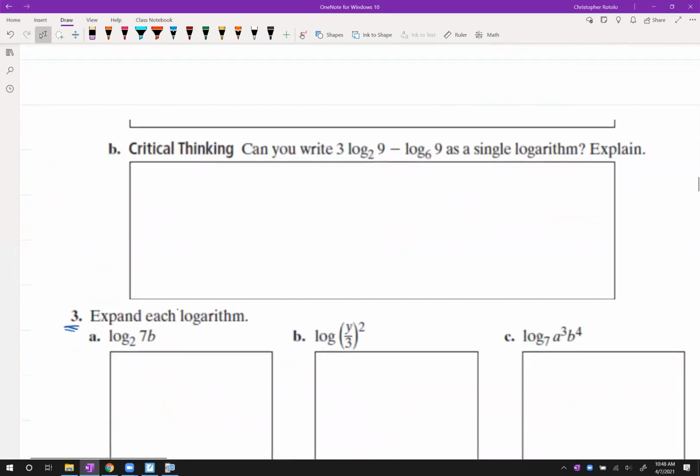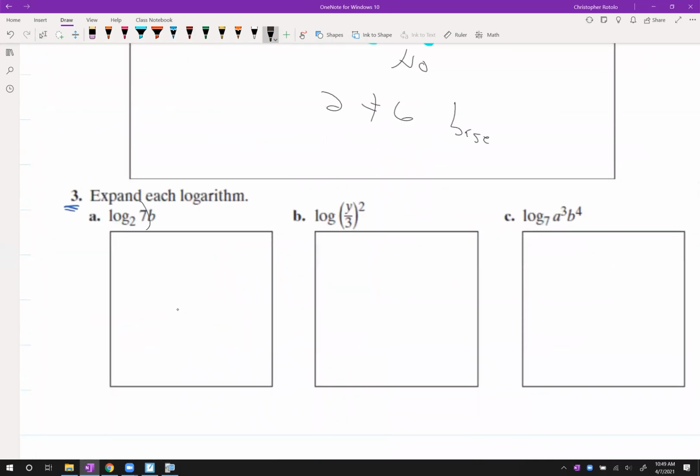All right, so can we rewrite these? Remember, the first thing we'll look for is do I have the same base? And this answer is no. The bases are not equal. 2 is not equal to 6 in the base. All right, expand each. So that means I want to take these apart. Expand means take it apart. So log base 2 of 7 plus log base 2 of b.